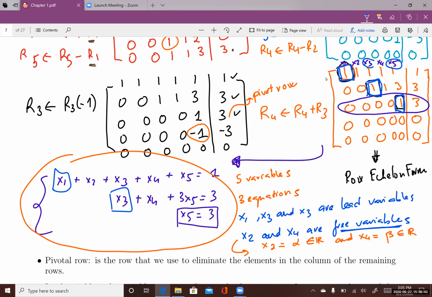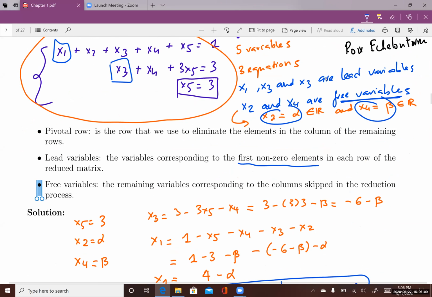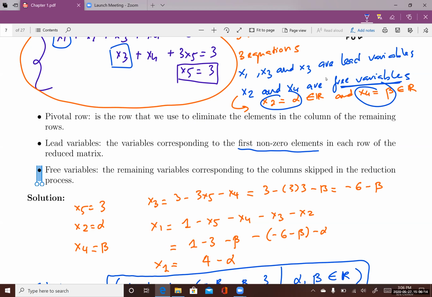Once you determine the free variables, you should assign them arbitrary values. Usually I just use alpha, beta, gamma, or a, b, c, d, but you know that those letters represent just arbitrary real numbers, right? You assign those, and then you can use those variables to solve for the rest of the variables, the leading variables.